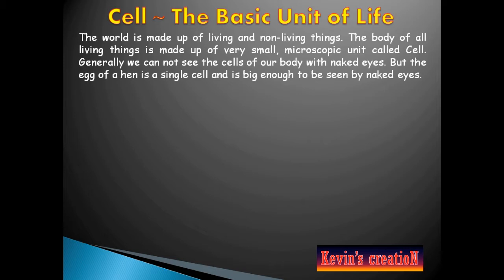Generally, we cannot see the cell of our body with our naked eyes. Naked eyes means unaided eyes, without the use of any lens. But a hen's egg, which you can see, is big enough. It is also a single cell. So cells could be very small, and they could be big also.